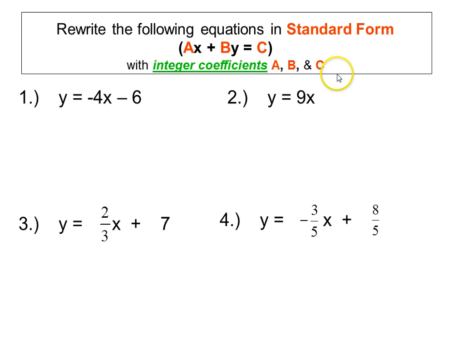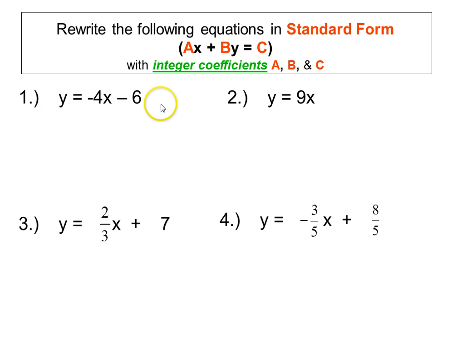And integers are the counting numbers, the numbers that we like to work with, 1, 2, 3, 4, 5, 6, 7, 8, 9, and all the negative numbers as well. There's no fractions, no decimals. Integers are the counting numbers. So we want to have integers there. So that's what we're going to do with these 4 equations.